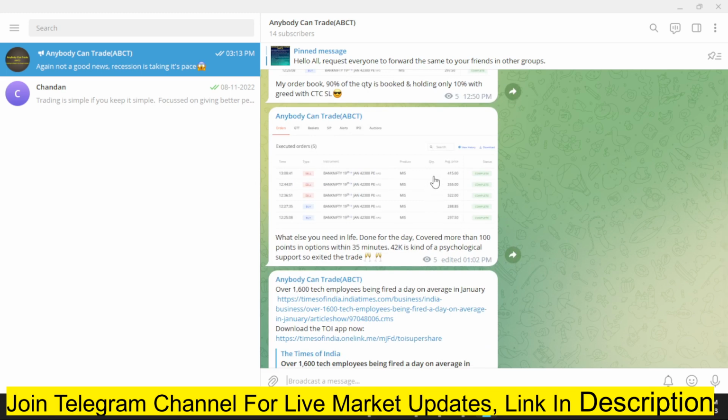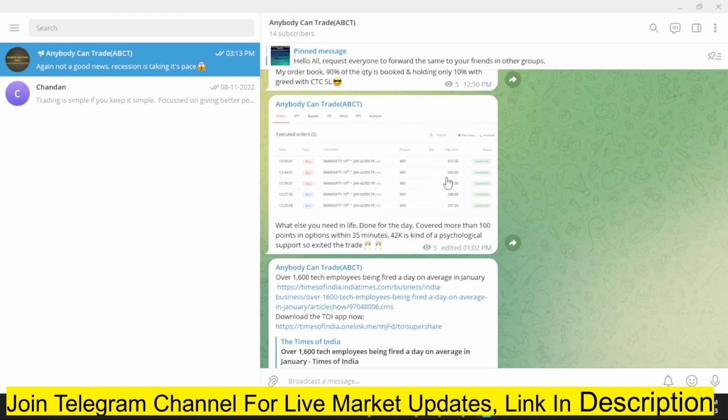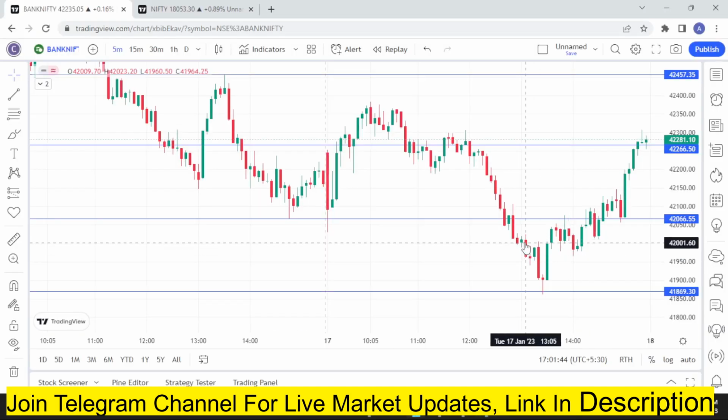And you can see I closed my trade when I achieved more than 100 points, when the market was around the 42,000 level. It is kind of a psychological support also, because a lot of big players will have their buy orders and stop loss orders around this 42,000 level. So it is a big round number. That is why I closed my position instead of showing further greediness.